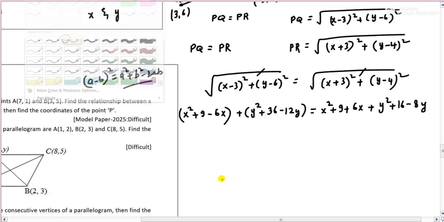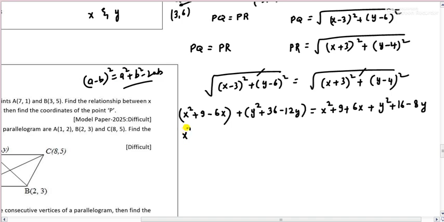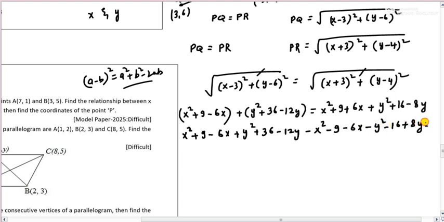Next, what happens next? So remove the brackets and bring everything to LHS. x square plus 9 minus 6x plus y square plus 36, and be careful with the sign, plus minus. This becomes minus, again minus, minus 6x minus y square minus 16 plus 8y equals to 0. Now see here, x square plus minus, it will get cancelled. Again y square plus minus, they will get cancelled. Right? Same with 9 plus 9 minus 9 gets cancelled.